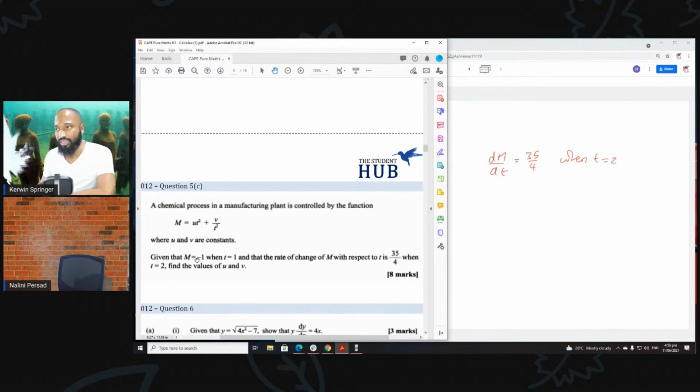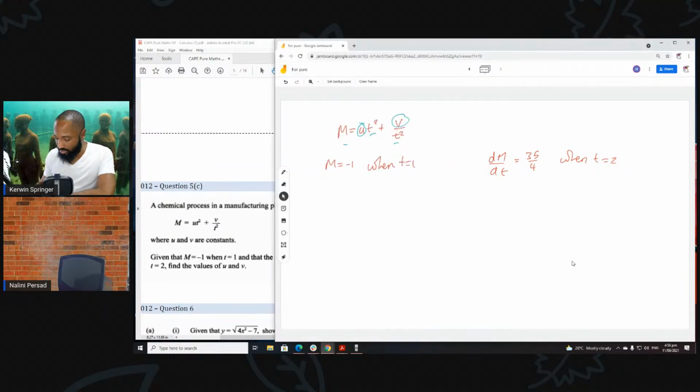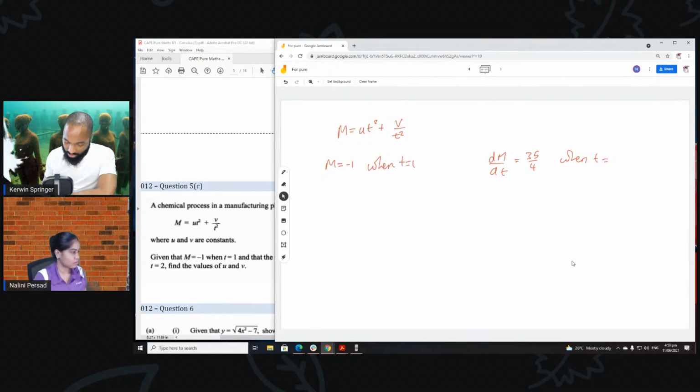Type Y in the chat if you feel you could do this question. So you're trying to find the values of u and v. So let's just put in the two things. When m is -1, you have u, t is 1. 1 is a beautiful number to substitute. v over 1 squared.